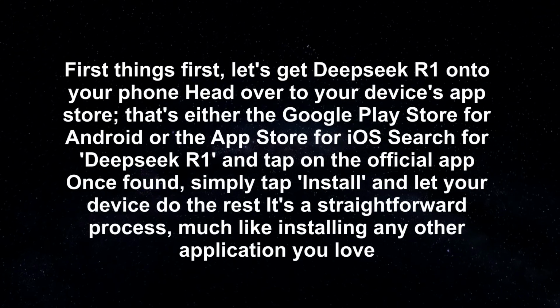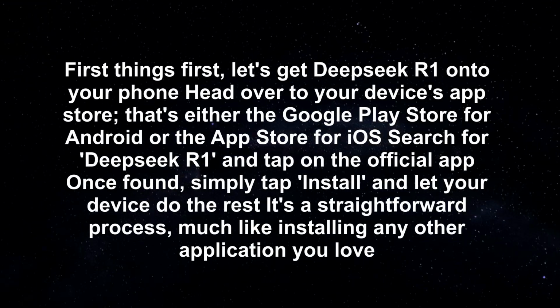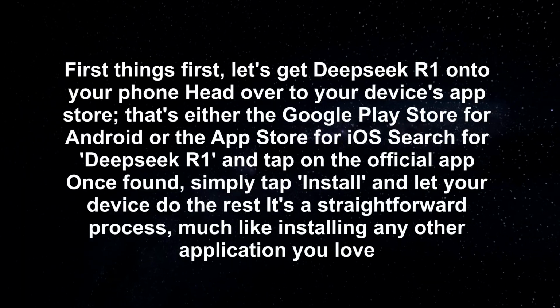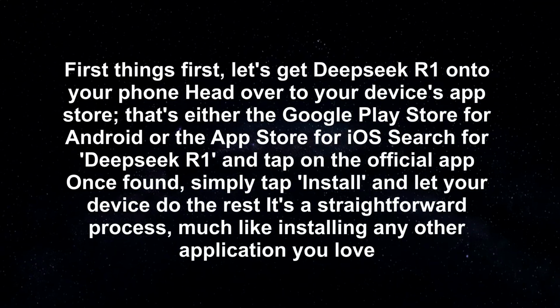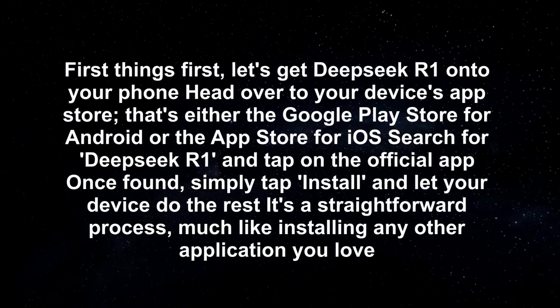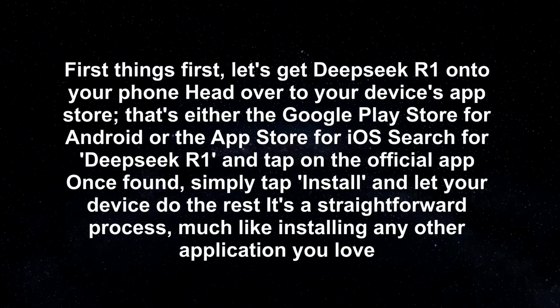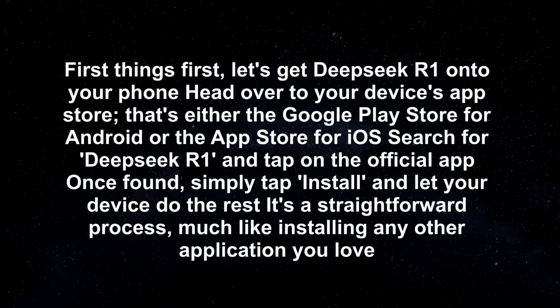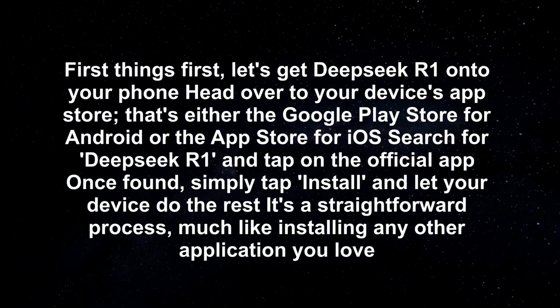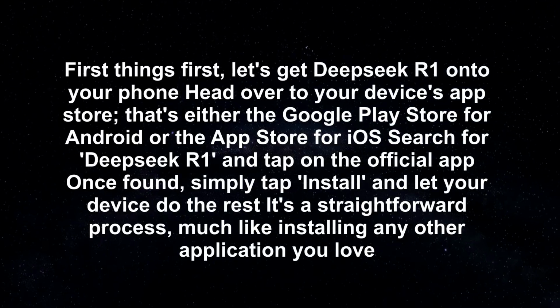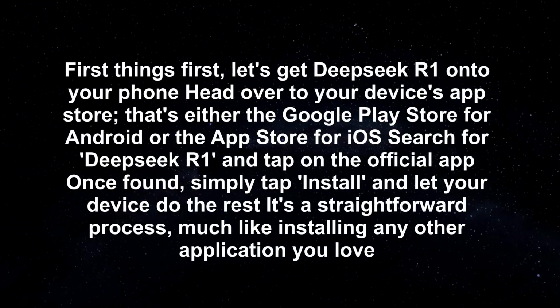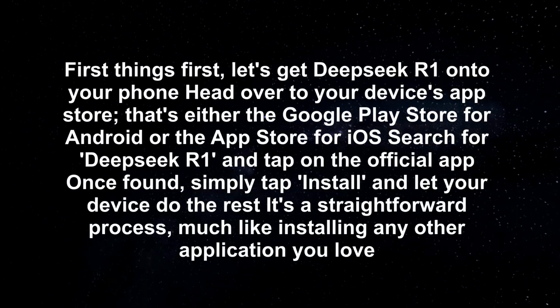First things first, let's get Deepseek R1 onto your phone. Head over to your device's App Store. That's either the Google Play Store for Android or the App Store for iOS. Search for Deepseek R1 and tap on the official app once found. Simply tap Install and let your device do the rest. It's a straightforward process, much like installing any other application you love.